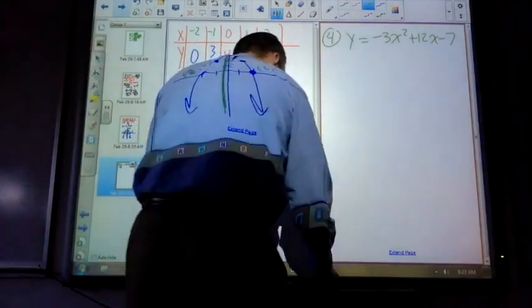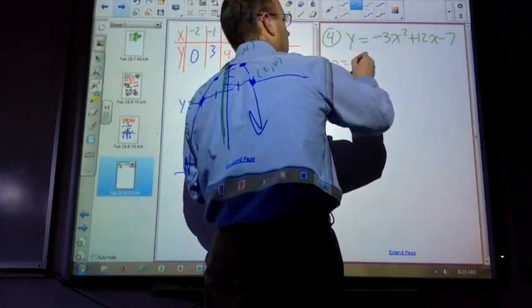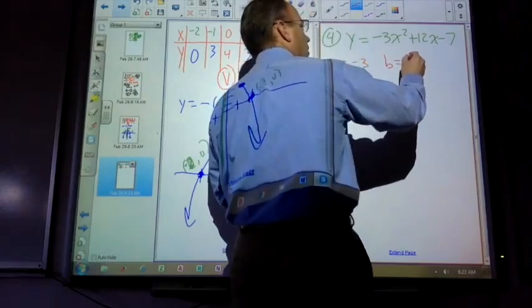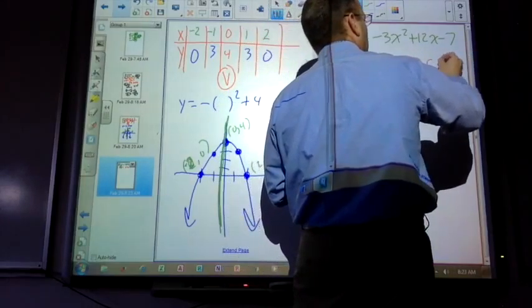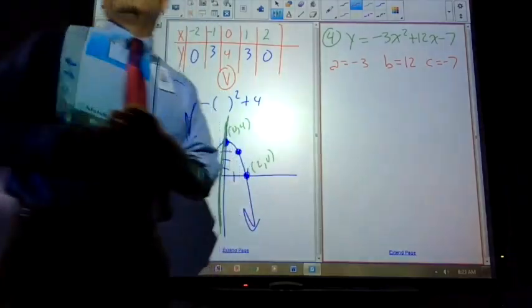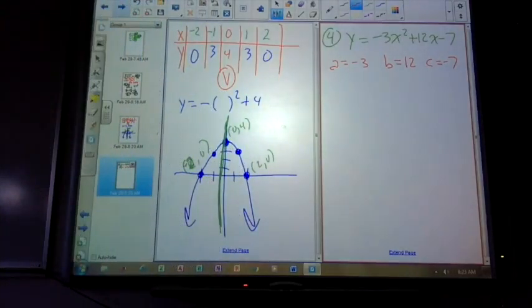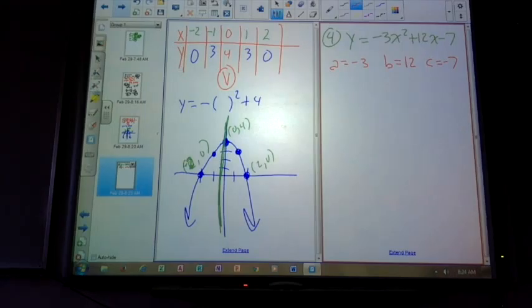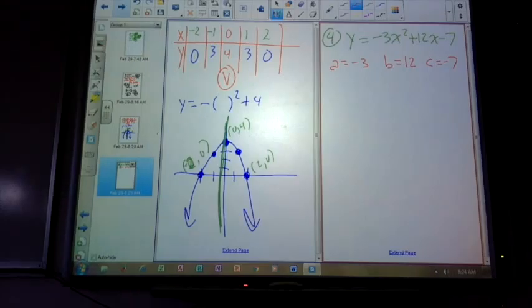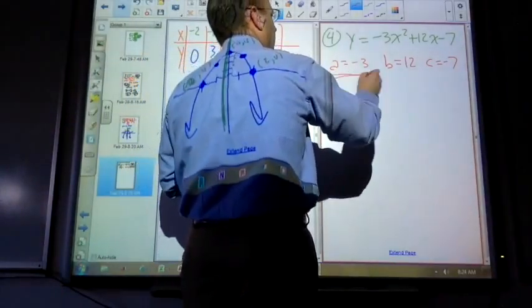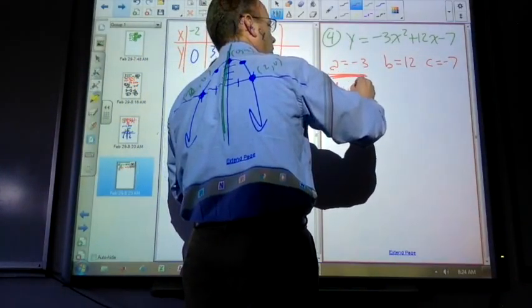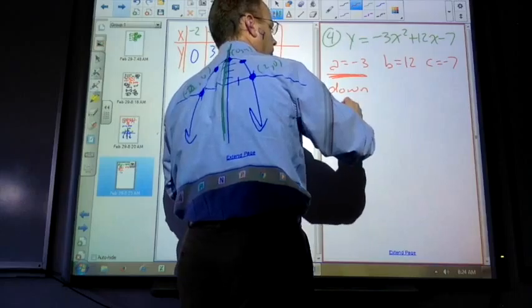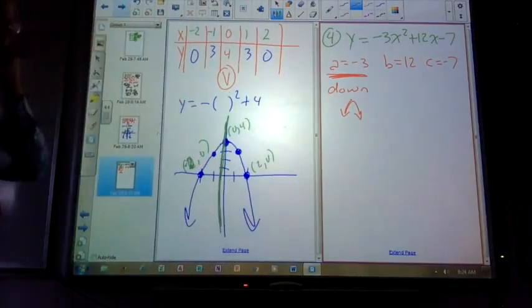Let's do our ABCs. Our A value is negative 3. My B value is 12. My C value is negative 7. And we're not using the C value at this point, but we will eventually get to what that is. Information up there should tell us the direction it opens, up or down. What do you think? Down. Why is that? Negative 3, this value is negative, so this is going to tell us it's going to open down. So the parabola is going to look like that.